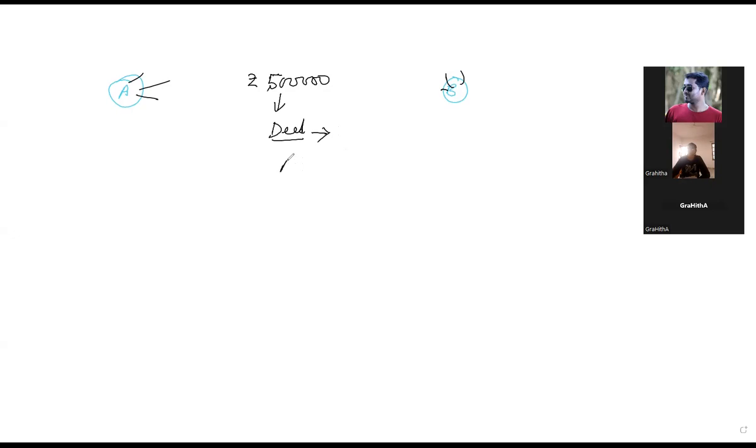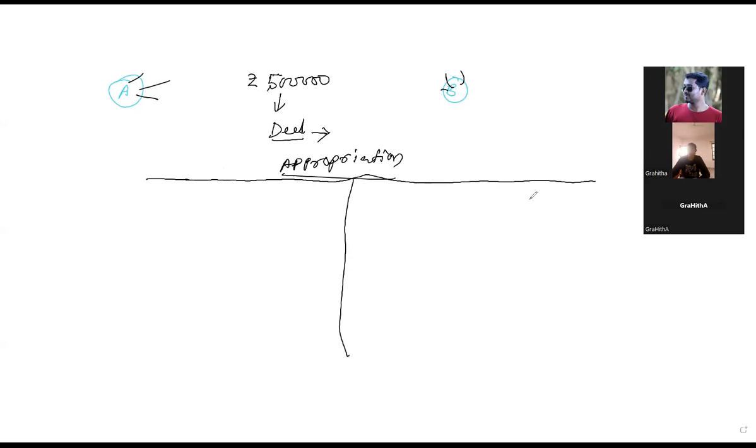Remember that the appropriation account is a relationship between the partners and the firm. Always remember, the appropriation account is a relationship between the partners and the firm. Now, the appropriation account is nothing but a ledger account. So I am making the appropriation account in the form of a ledger. This is the debit. This is the credit.